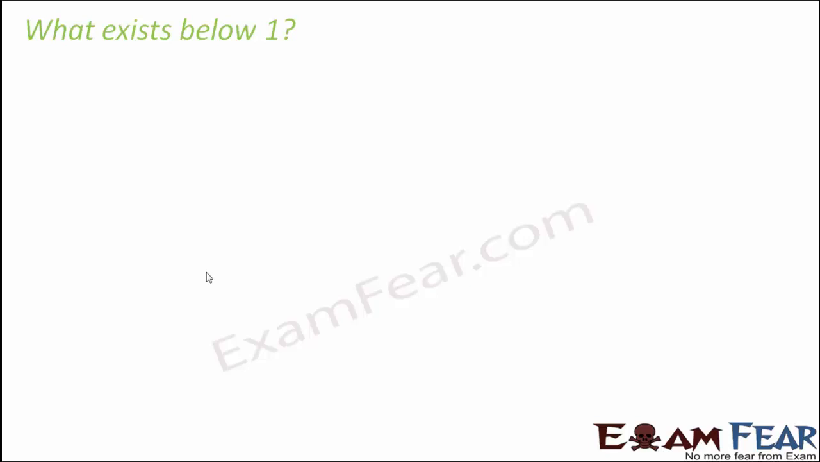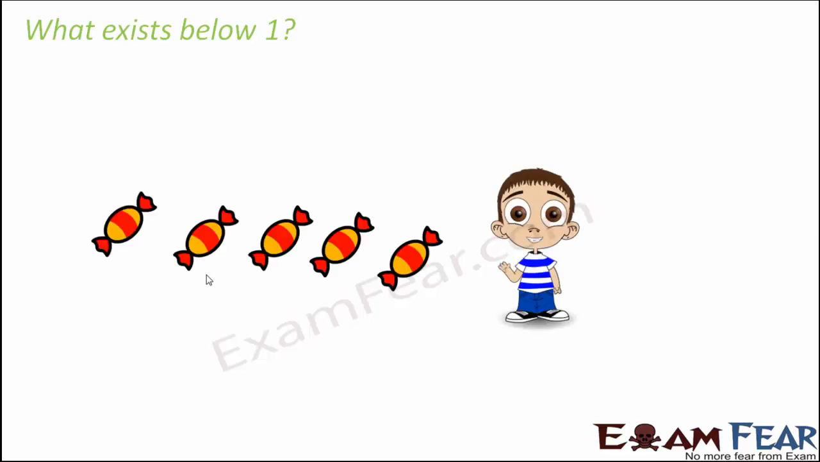Now, what we had learnt before was that 1 is the smallest natural number. So out of curiosity, you might ask what exists below 1? What is there before 1? Well, look at this example. What do you see? This kid has 5 chocolates. So very distinctly we can see that he has 5 chocolates. You take away 1. How much is left? 4. You again take away 1. How much is left? 3.